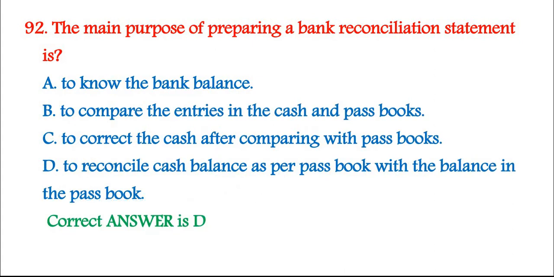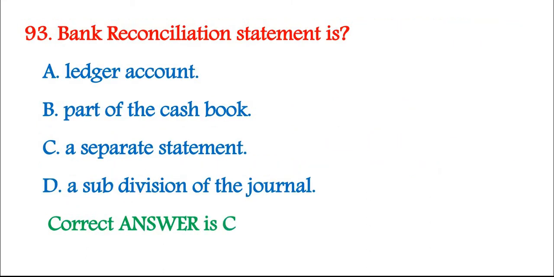92. The main purpose of preparing a bank reconciliation statement is A. To know the bank balance, B. To compare the entries in the cash and pass books, C. To correct the cash after comparing with pass books, D. To reconcile cash balance as per pass book with the balance in the pass book. Correct answer is D. 93. Bank reconciliation statement is A. Ledger account, B. Part of the cash book, C. A separate statement, D. A subdivision of the journal. Correct answer is C.